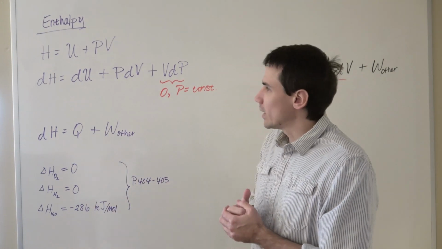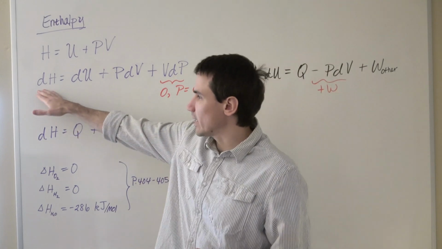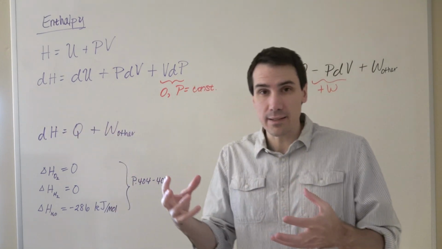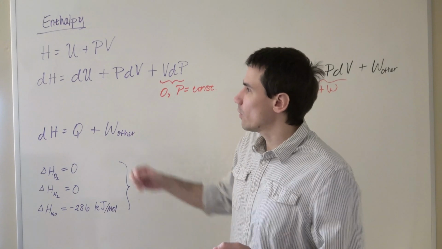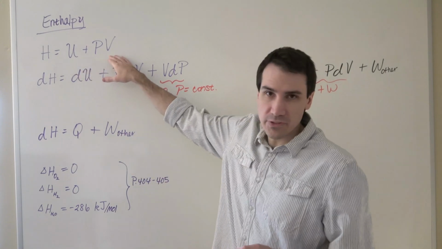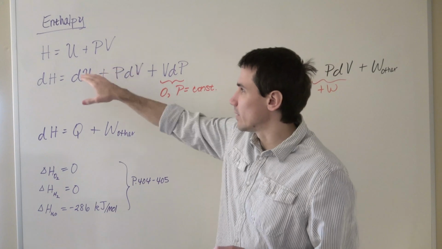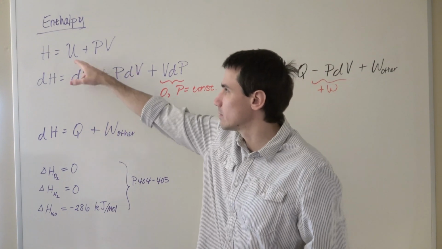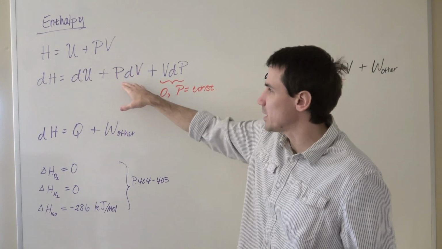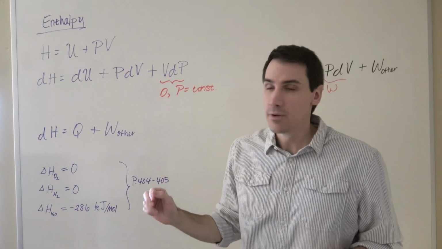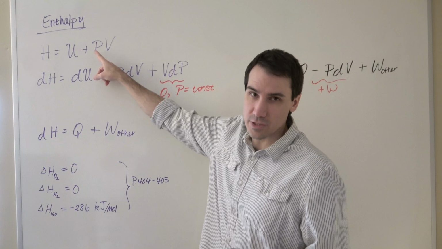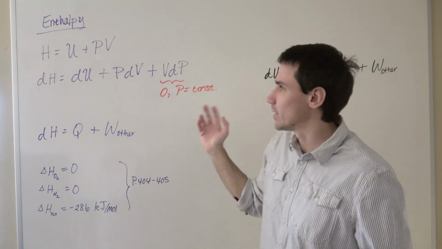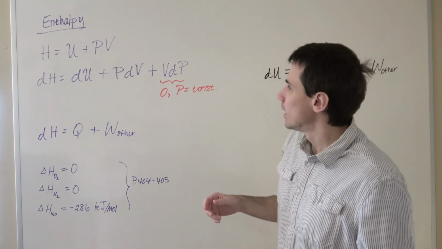Okay, so if we take the change in the enthalpy, so we just take a tiny change in enthalpy, well, we just apply the multivariable chain rule to this expression. So dU is the first one, and then we have P dV plus V dP. We need to take the derivative of the first times the second, plus the derivative of the second times the first. That's our multivariable chain rule.